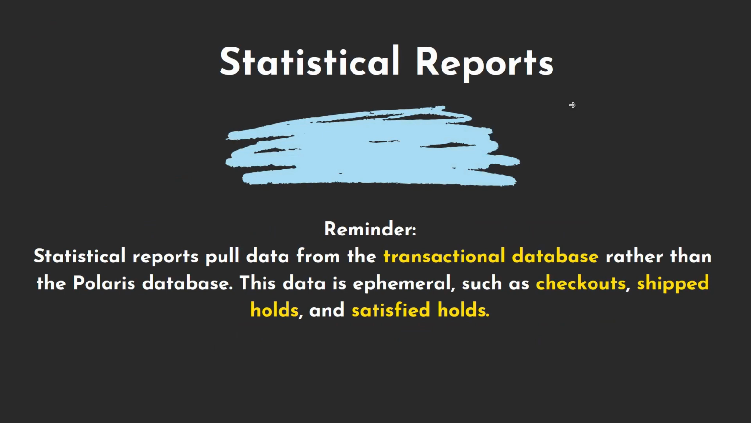There's a lot of them and they disappear quickly because one item can be checked out by multiple people multiple different times at various dates. That data is kind of hard to encapsulate and hold. So these reports get you that data. There's checkouts, shipped holds, satisfied holds, all of those kinds of things that travel.